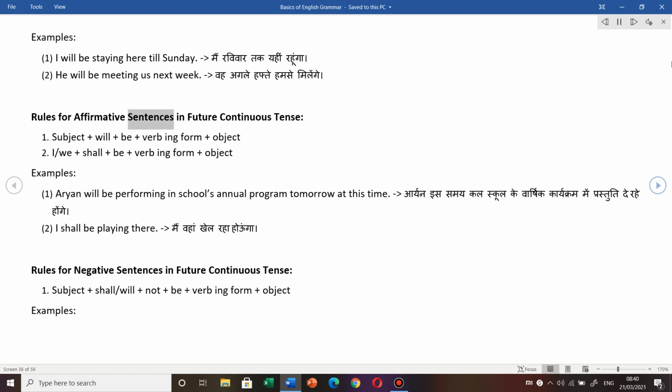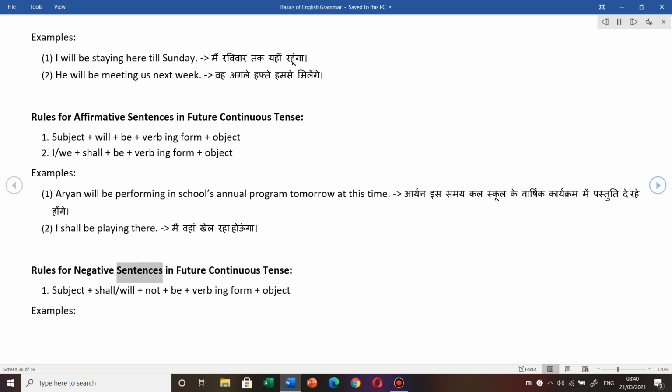Rules for affirmative sentences in future continuous tense. Subject plus will plus be plus verb ing form plus object. I/We plus shall plus be plus verb ing form plus object. Examples. Ian will be performing in school's annual program tomorrow at this time. I shall be playing there.